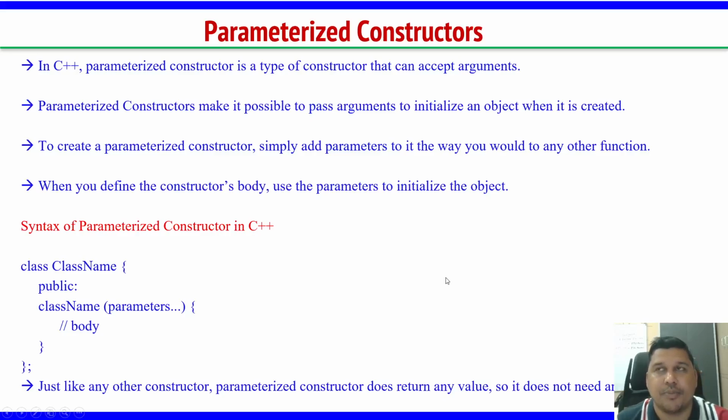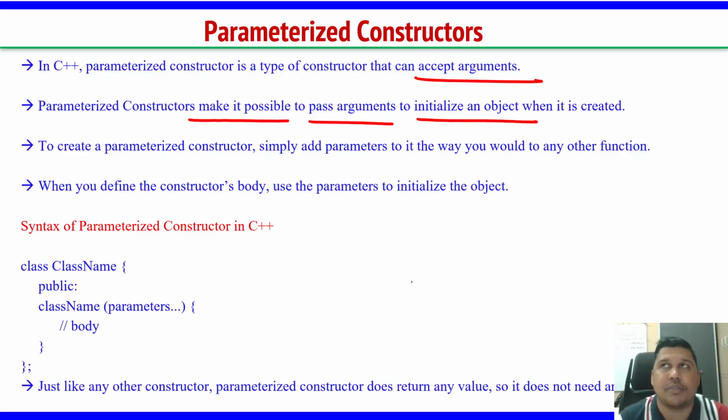Parameterized constructors. So the second type of constructors in C++ is the parameterized constructor. Compared to the default constructor, which does not accept any arguments, the parameterized constructor accepts arguments. It makes it possible to pass arguments to initialize an object. When you are creating an object itself, you can pass some values to that object.